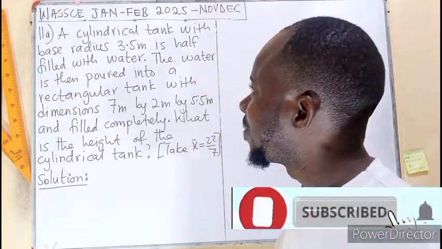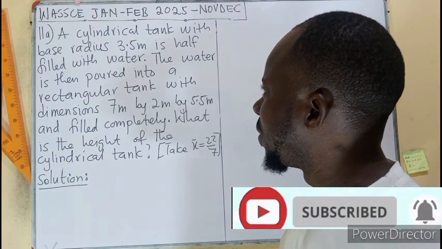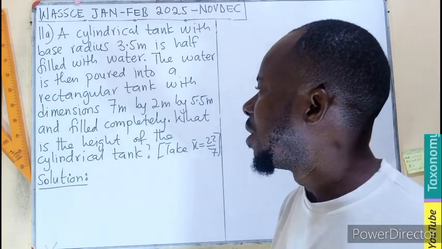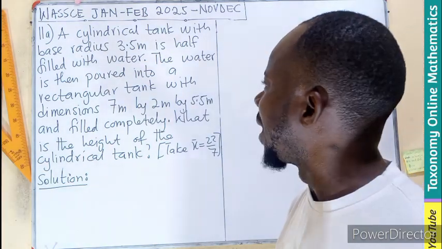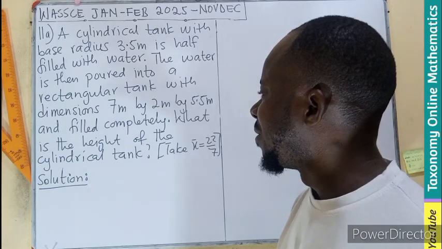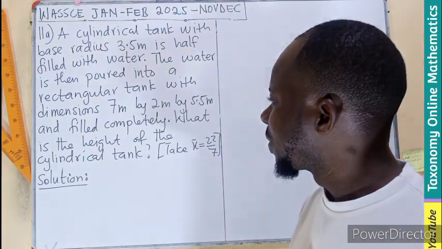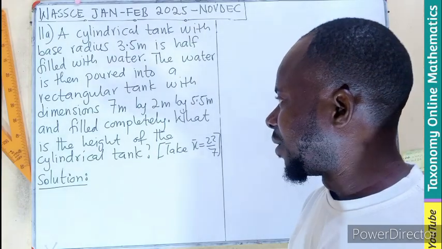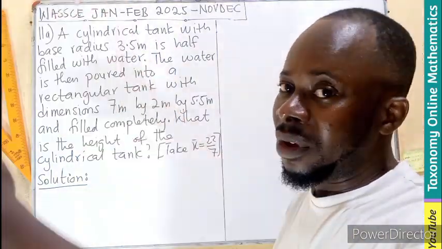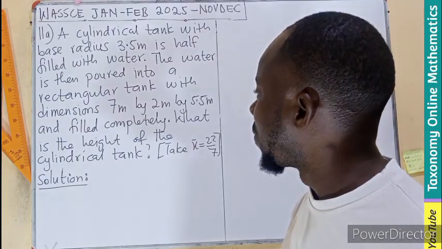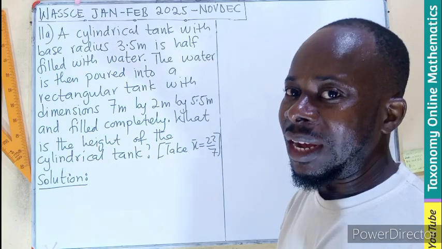This is core mathematics. A cylindrical tank with a base radius of 3.5 meters is half filled with water. Then the water is poured into a rectangular tank with dimensions 7 by 2 by 5.5, all in meters, and completely fills it. So it filled the rectangular tank completely with the half volume of water from the cylindrical tank. So what is the height of the cylindrical tank?